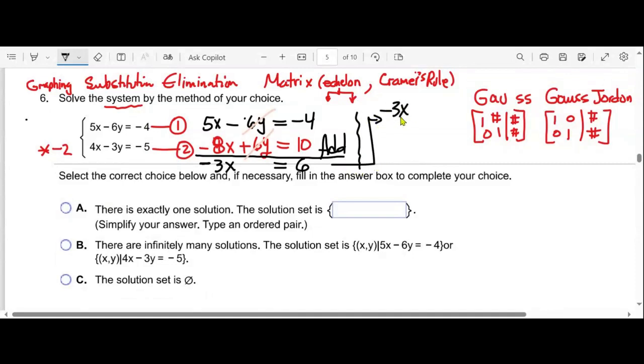So negative 3x equals 6. Minus 6, doctor, not 6. So we get x equals minus 2, correct? Can we get y? Doctor, I think there is a small mistake here. Minus 4 with 10, it will give us minus.